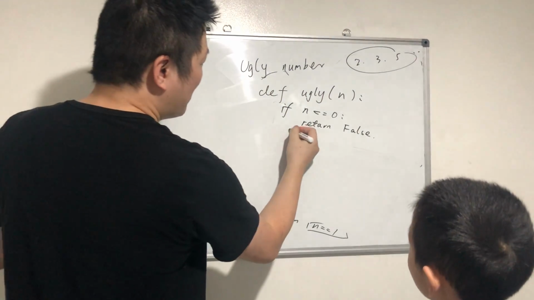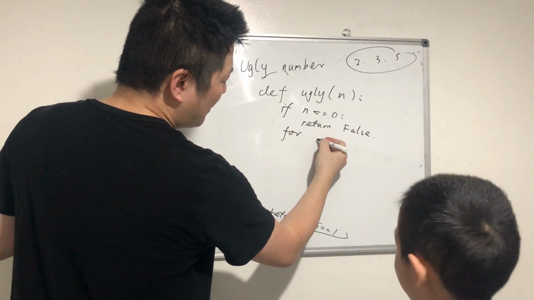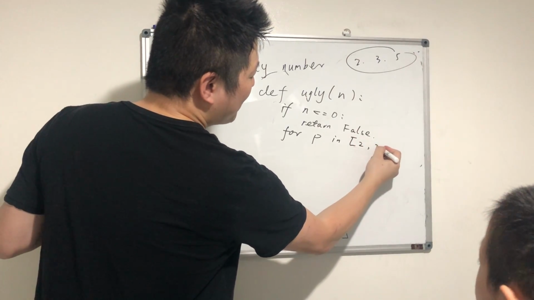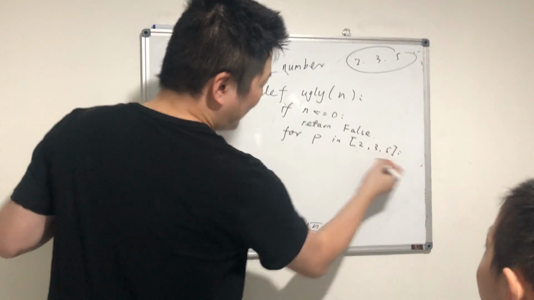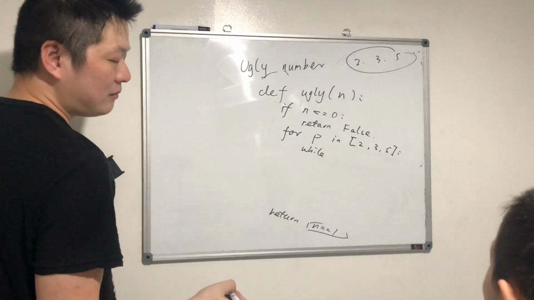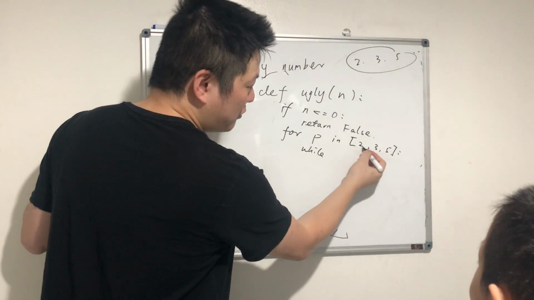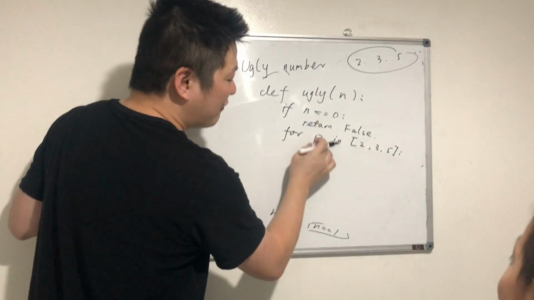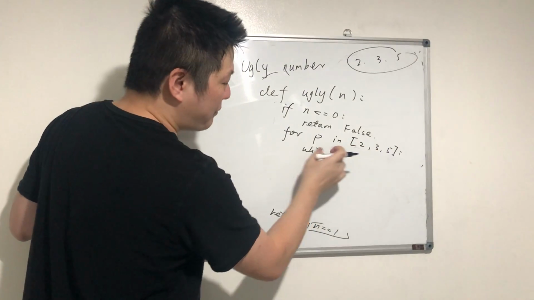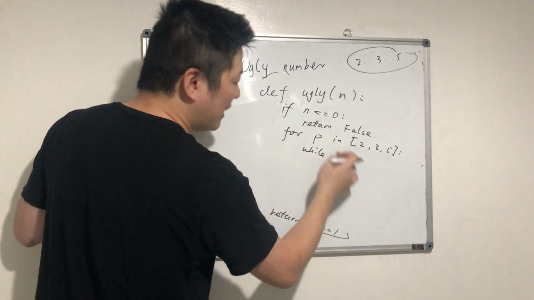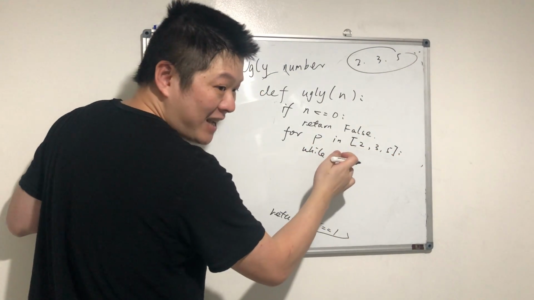A much simpler way. So for p in 2, 3, 5. This is a list. Where's p from? p will be 2, 3, 5. So this is iterative, because this is a list. For p in this list, it means p will be equal to 2, do this. p will be equal to 3, do this. p will be equal to 5, do this. This is a loop.